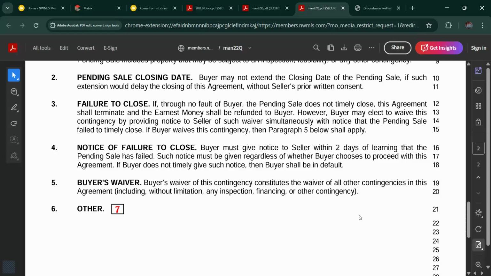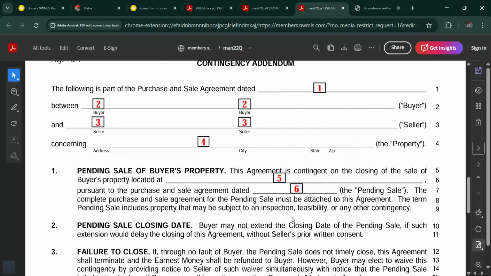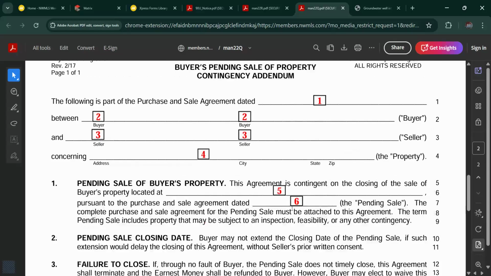So let's talk about closing dates. When you're writing a deal, let's say the closing date for the pending sale is Friday the 28th. That's 2 more days, right? What is the closing date you are writing for this deal you're buying?